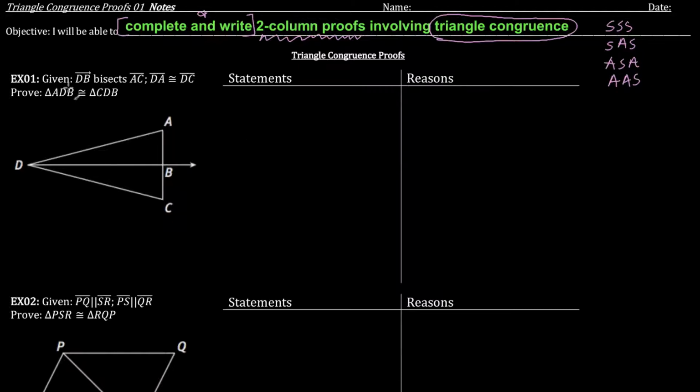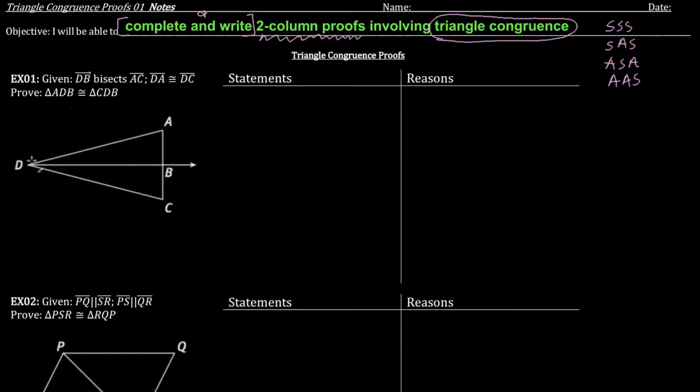So example 1 says that given that ray DB bisects AC, and that segment DA is congruent to segment DC, we're going to prove that triangle ADB is congruent to triangle CDB. Before I go here, I like to just try to do it without writing stuff down. Writing reasons is a good way of showing the work, but it sometimes slows me down and makes things more difficult, so I do it separately first.